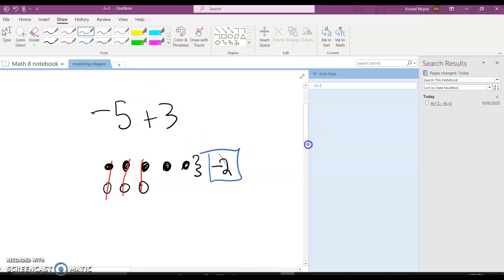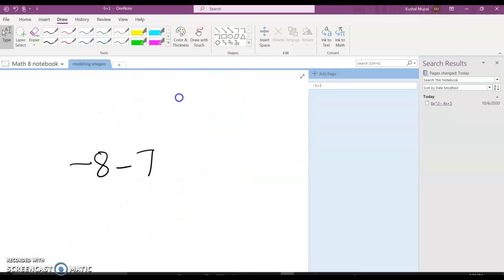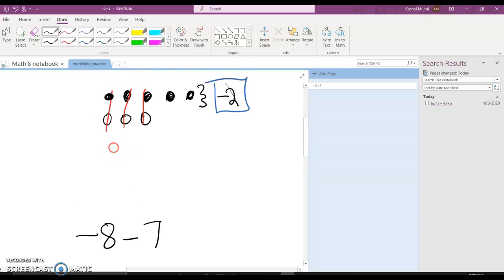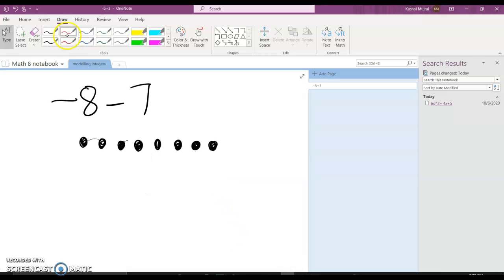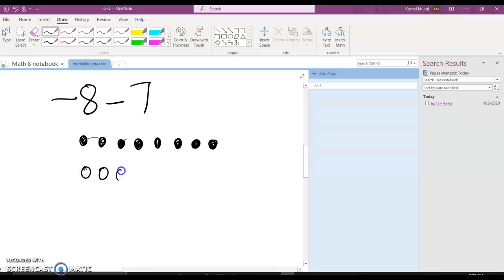Okay, so the next question. -8 minus 7. So we'll start with -1, -2, -3, -4, -5, -6, -7, -8. We're taking away 7 positives, so we're going to need to, of course, make 7 positives. +1, +2, +3, +4, +5, +6, +7.